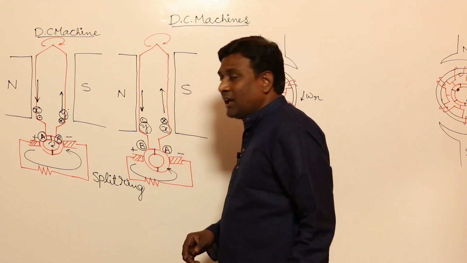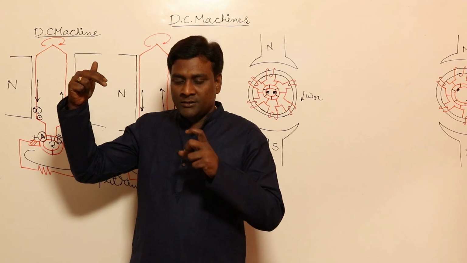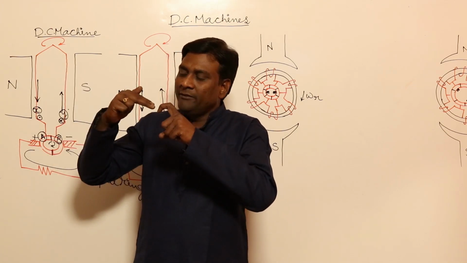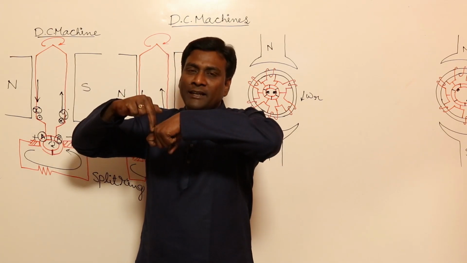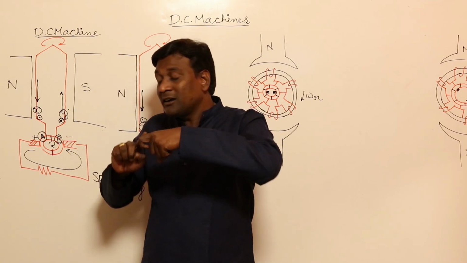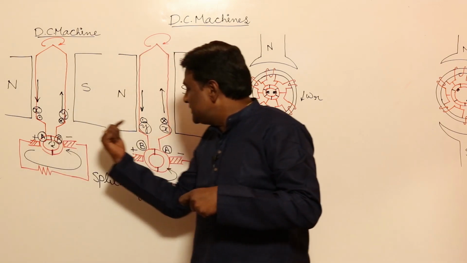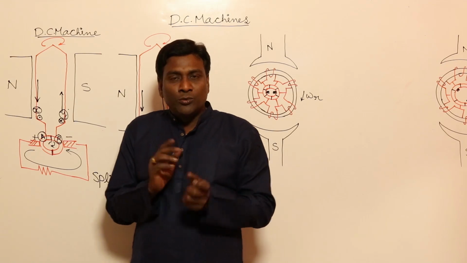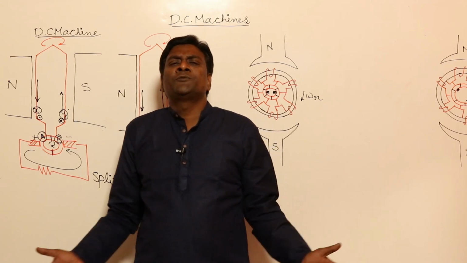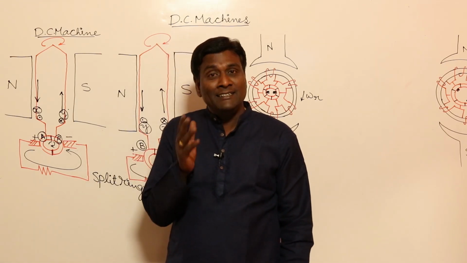Okay, so what will happen? For example, if this is the brush, and this is half of the ring, it will be in touch with it. Once half of the ring is over, it has to break the contact with A and initiate the contact with B. So spark is going to be a continuous phenomenon in a DC machine.